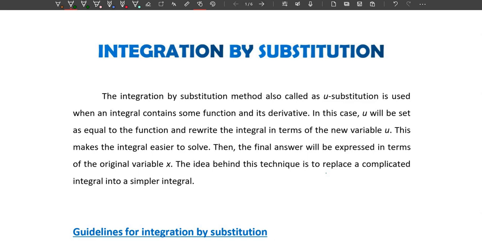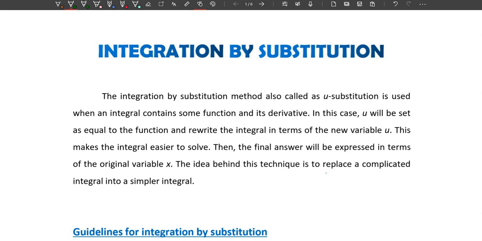Today we will be learning integration by substitution, also called u substitution. This is used when an integral contains a function and also its derivative. In this case, u will be set as the function and we will rewrite the integral in terms of the new variable u.